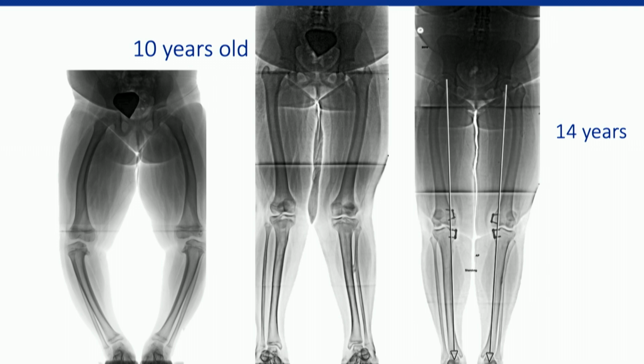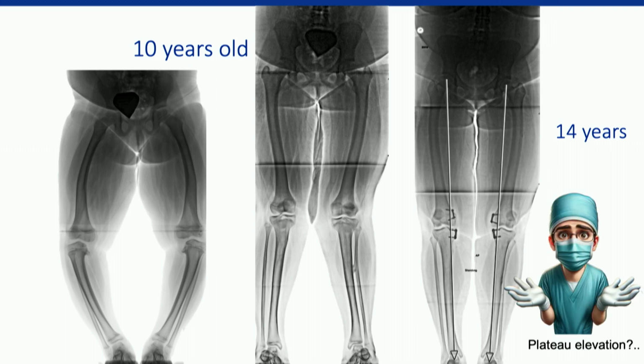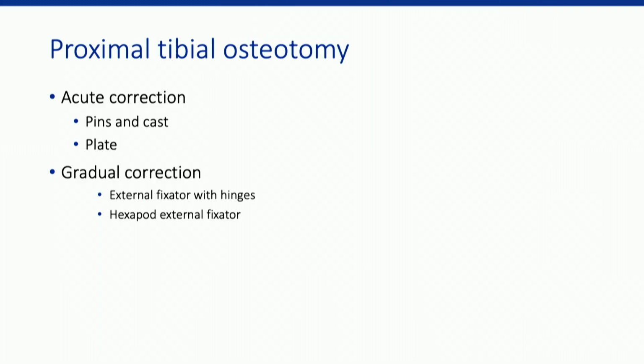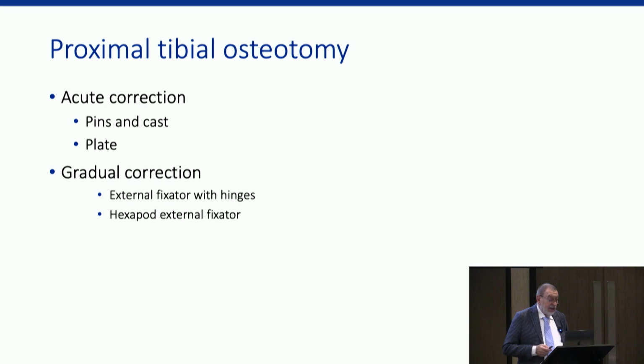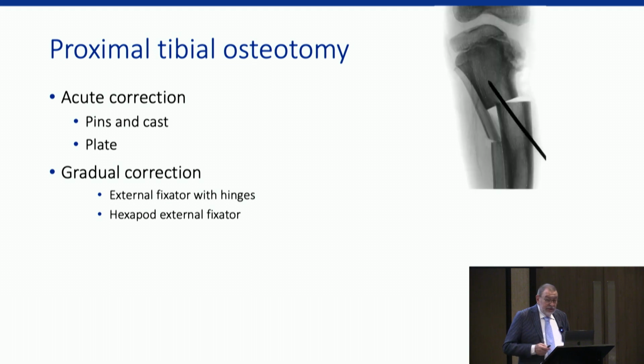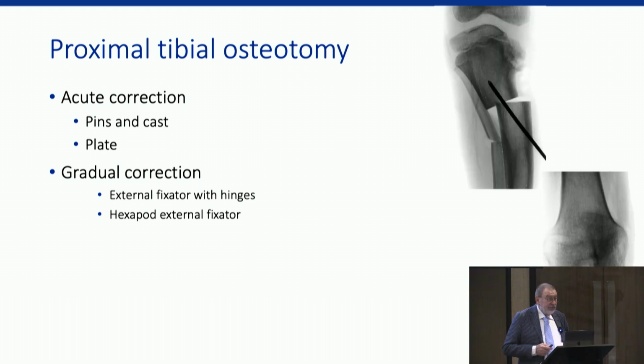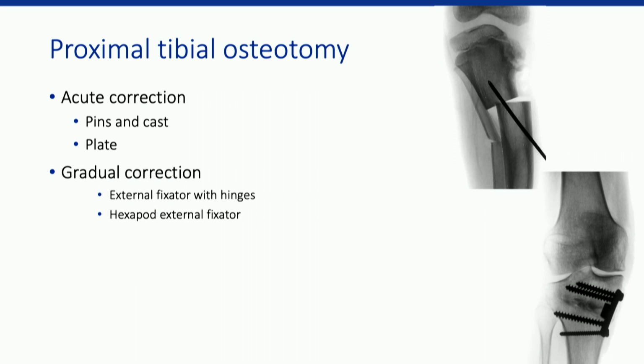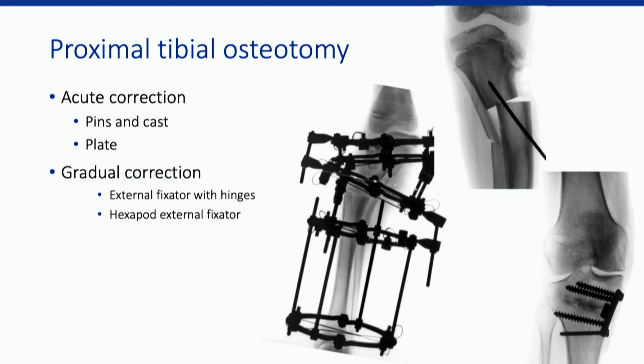We have to do a little bit of correction of deformity because overcorrection actually goes to the opposite. So I don't think it's indicated in the majority of patients. So proximal tibial osteotomy, again, it depends what patient you are treating. You can do acute correction and fix it with pins, cast, or plate. You can do acute correction and use a plate, which is, I would say, my least favorable option. And of course, there's the ability to use gradual correction.